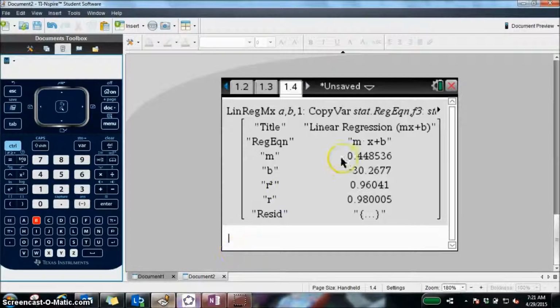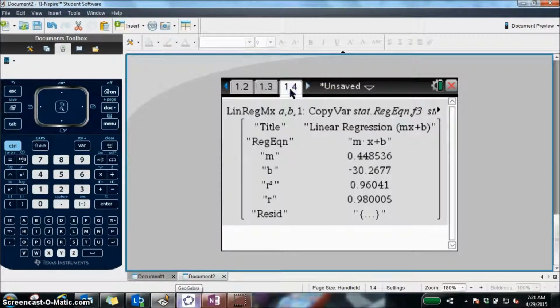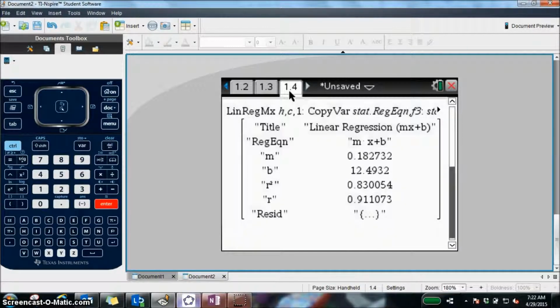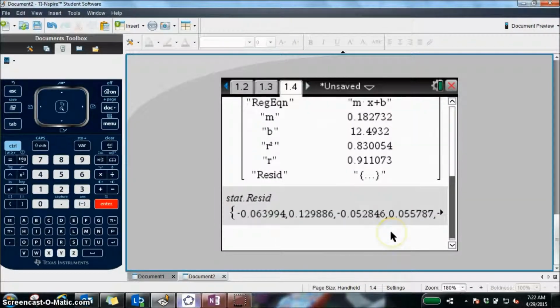We can do the same thing on the calculator. I believe I labeled those H and C. So we do the same thing, and we got the same value. So nothing different. Maybe a little bit different. And I guess this is backwards. But either way, we get what we need. And we can even plot and see our residuals, to see how far off they are.